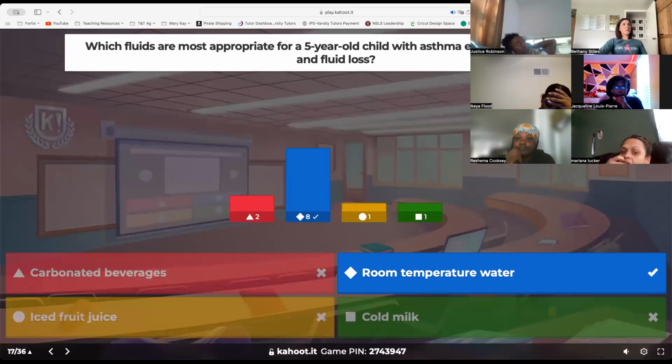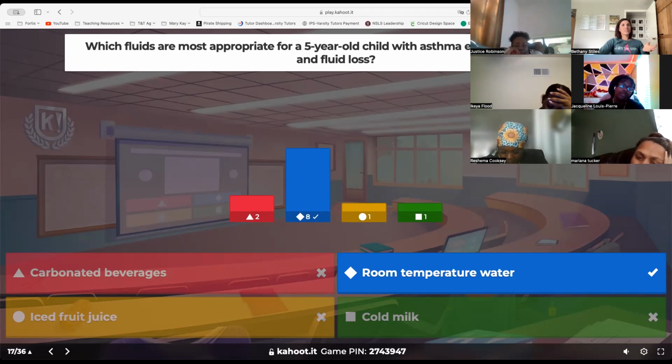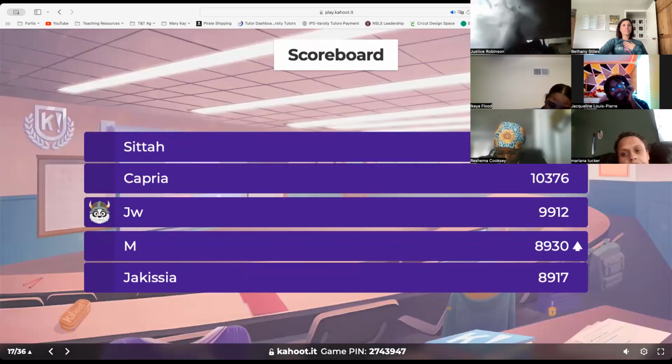Which fluids are most appropriate for a 5-year-old with dyspnea and fluid loss? That's going to be room temperature water. So we want to avoid anything that's cold, especially milk, because it can cause more lining of the mucous membranes. Then we want to avoid carbonated beverages because they're going to continue to dehydrate. And same thing with those iced fruit juices. We can cause some of that difficulty with swallowing.